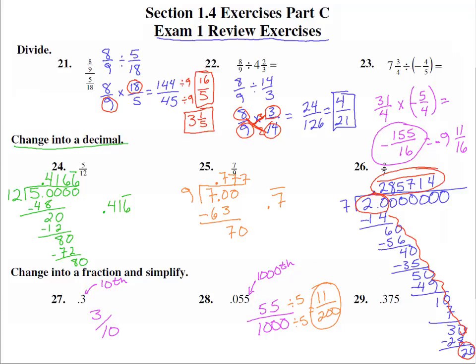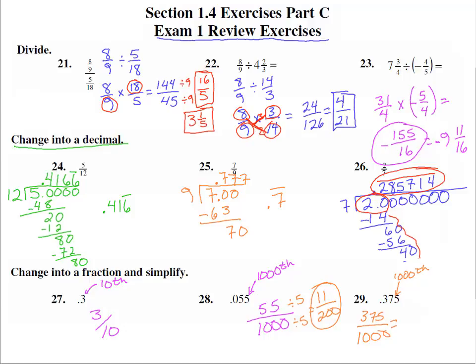And the last one, 0.375. Let's erase a little bit of what we had in the previous problem. There we go. 0.375 is going to be 375, and it ends in what column is that? Tenths, hundredths, thousandths. So that's going to be thousandths. All right, let's reduce it.